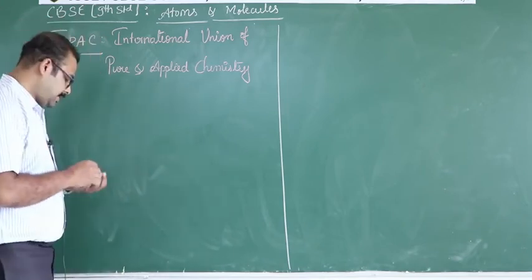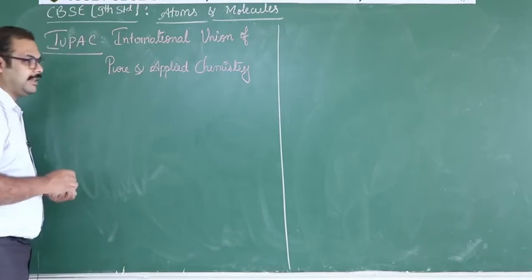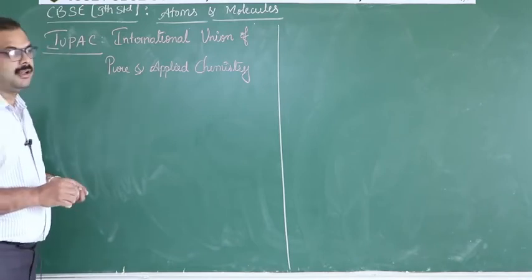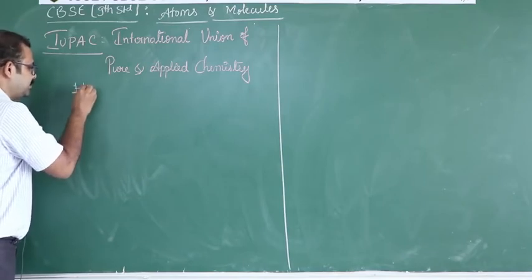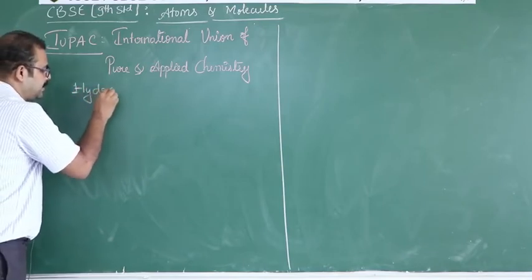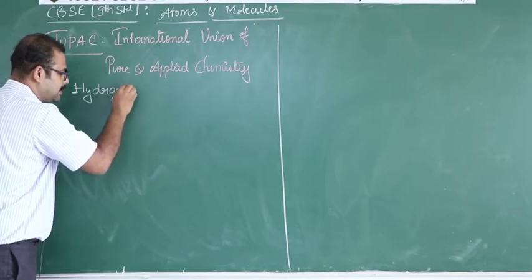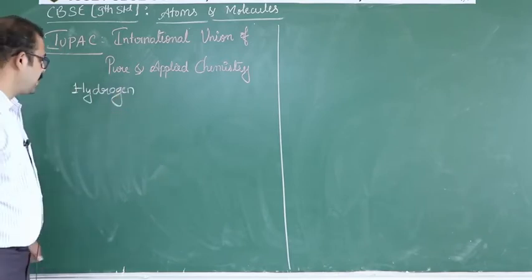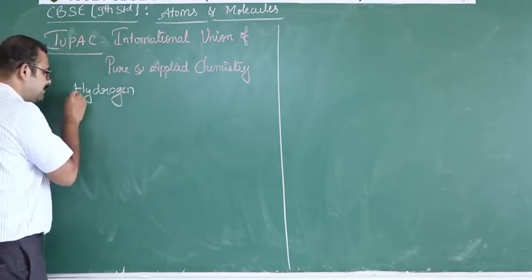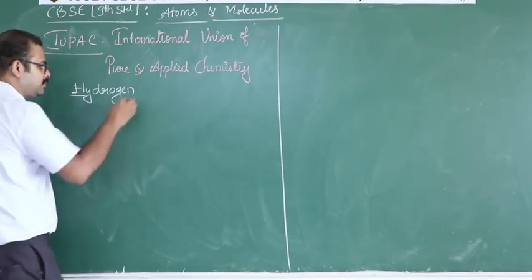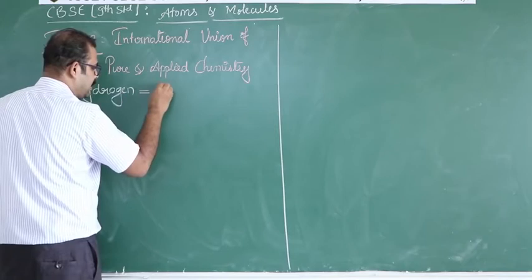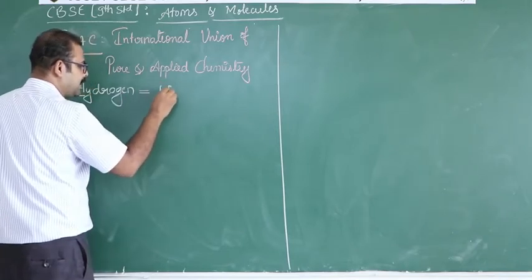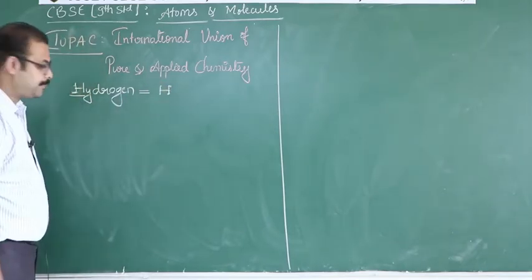Okay, you see that if the element, say for example hydrogen, it is the first element. The first letter of this element is H. So we can represent the first letter as a capital letter. We have to write it as capital H.